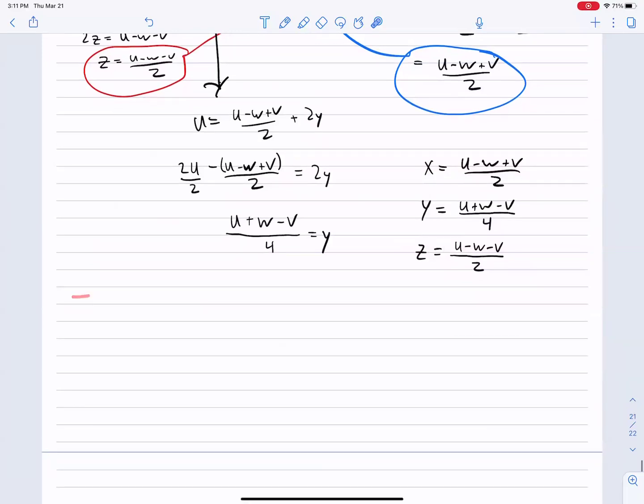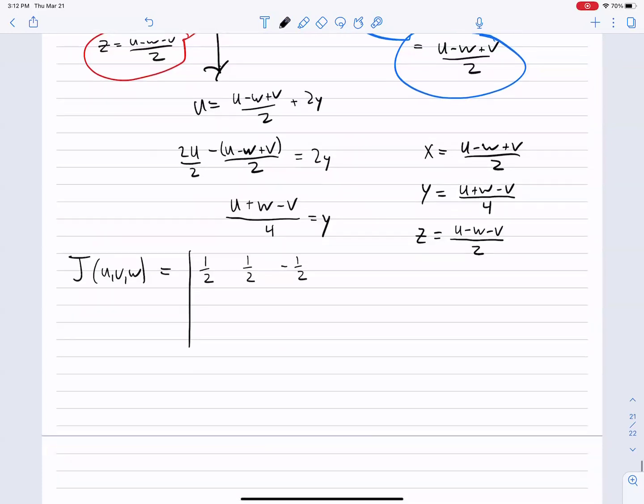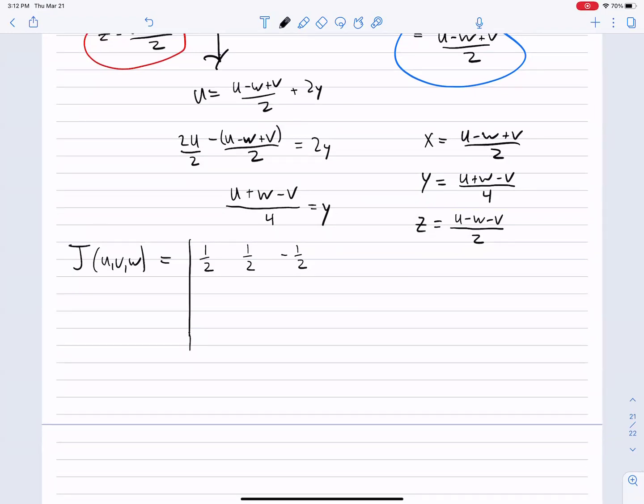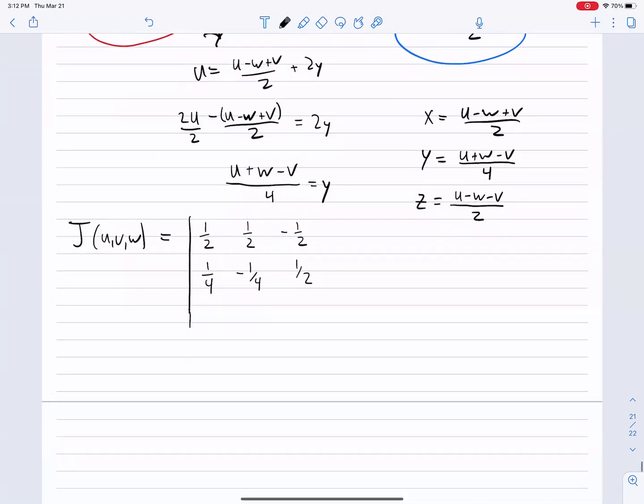Okay, let's compute the Jacobian. The Jacobian is a function of u, v, and w, and it equals the determinant of the partials of x with respect to u, w, and v in that order. What's the derivative with respect to u? 1/2. With respect to w, 1/2. Negative 1/2. What's the derivative of y? Negative 1/4 because it's v, and then w is 1/2. Oh, 1/4 also. Why did I make that 1/2? 1/4. 1/4. And then finally we get 1/2 minus 1/2 minus 1/2.